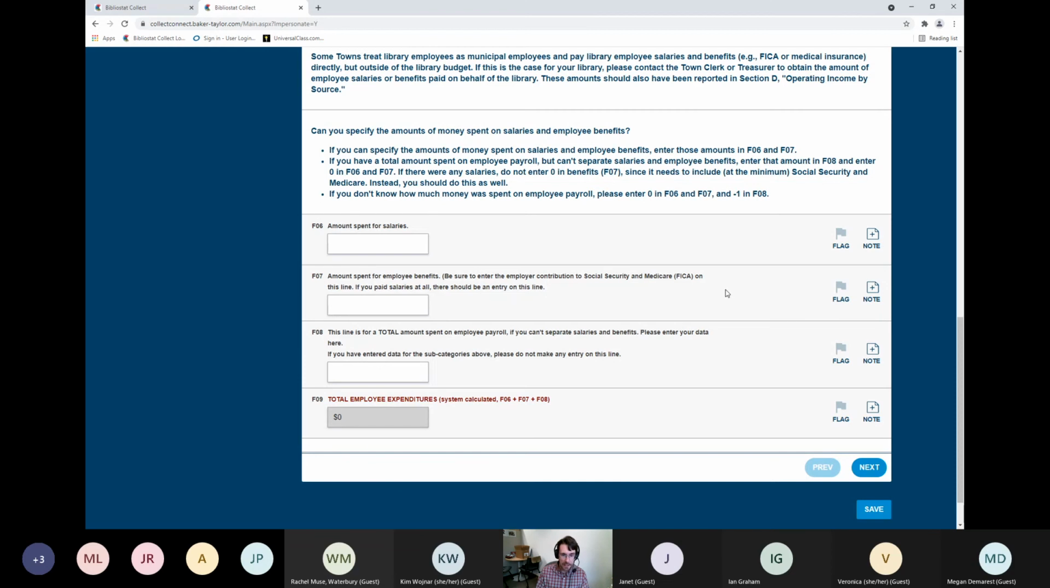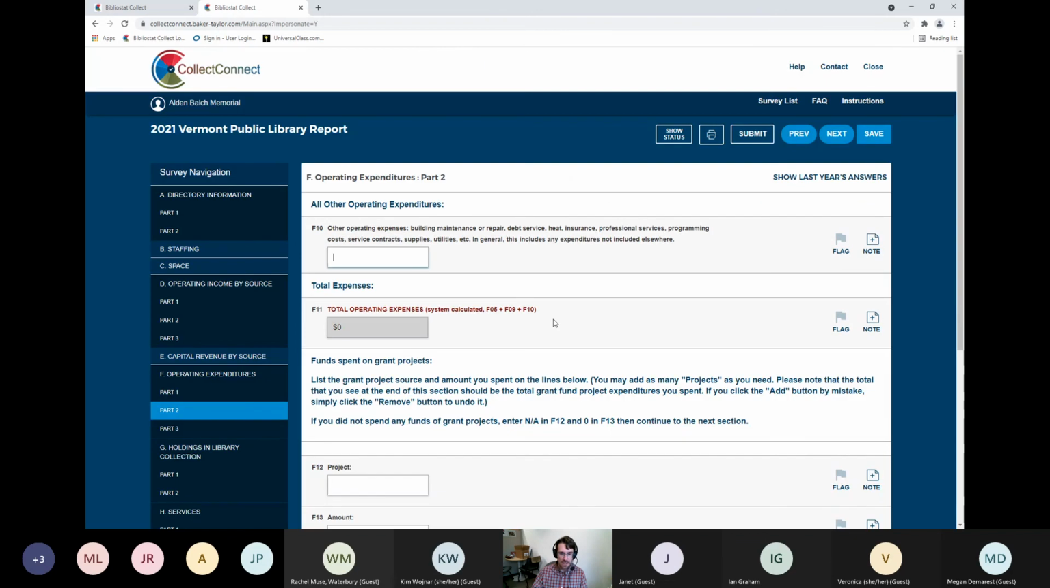Once again, we either put information in salary and in benefits, or we put a total in FO8. We don't do both. And that's it for employee expenditures. Next, again, there's a big catch-all: all other operating expenditures, everything else. This is just the way that IMLS asks it.